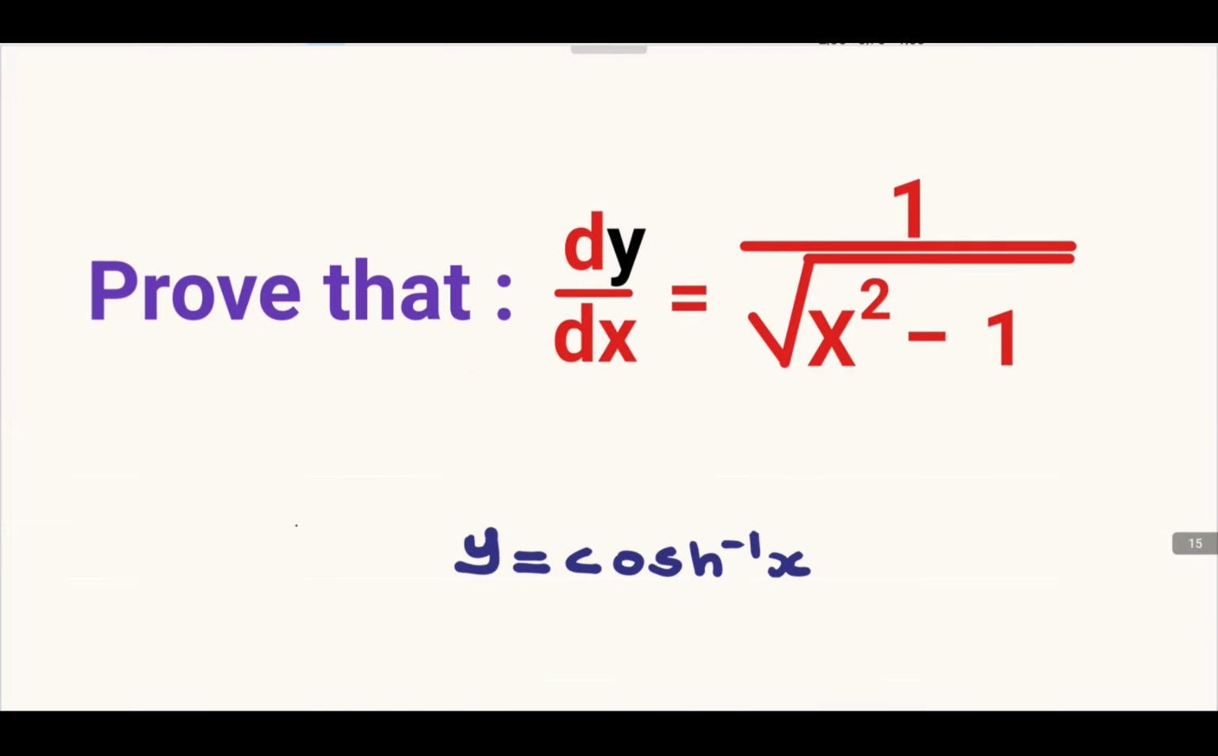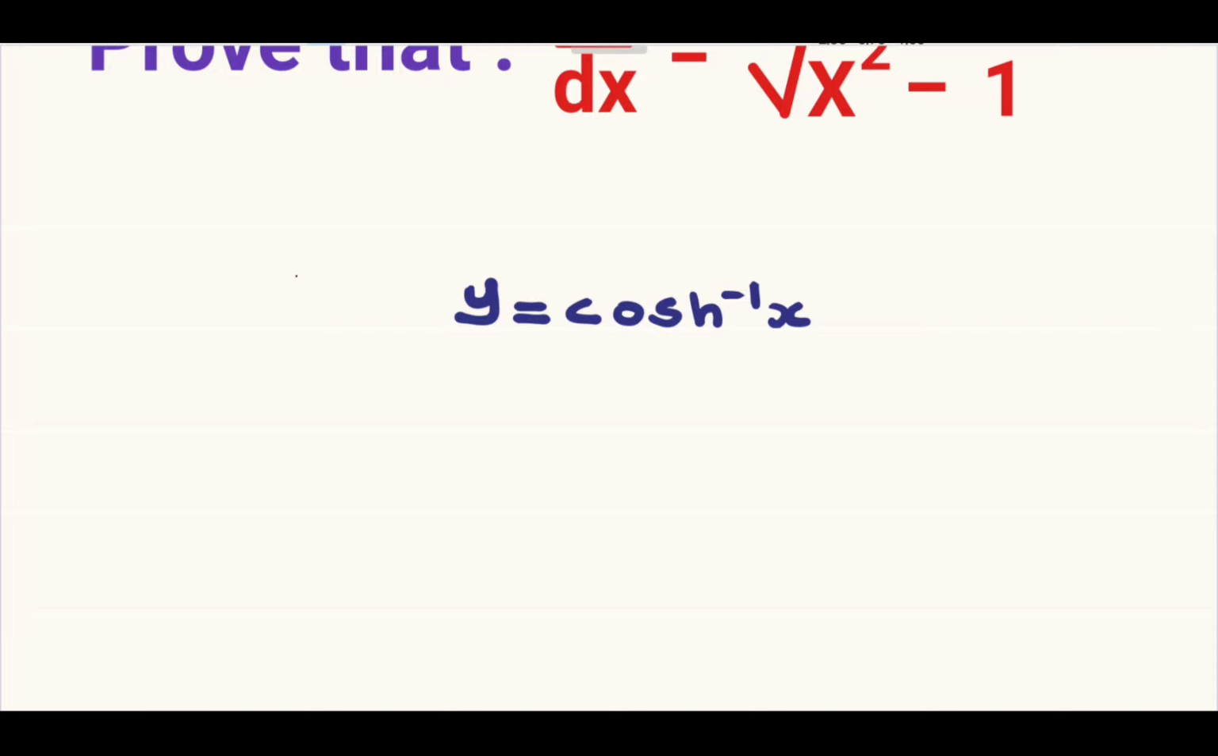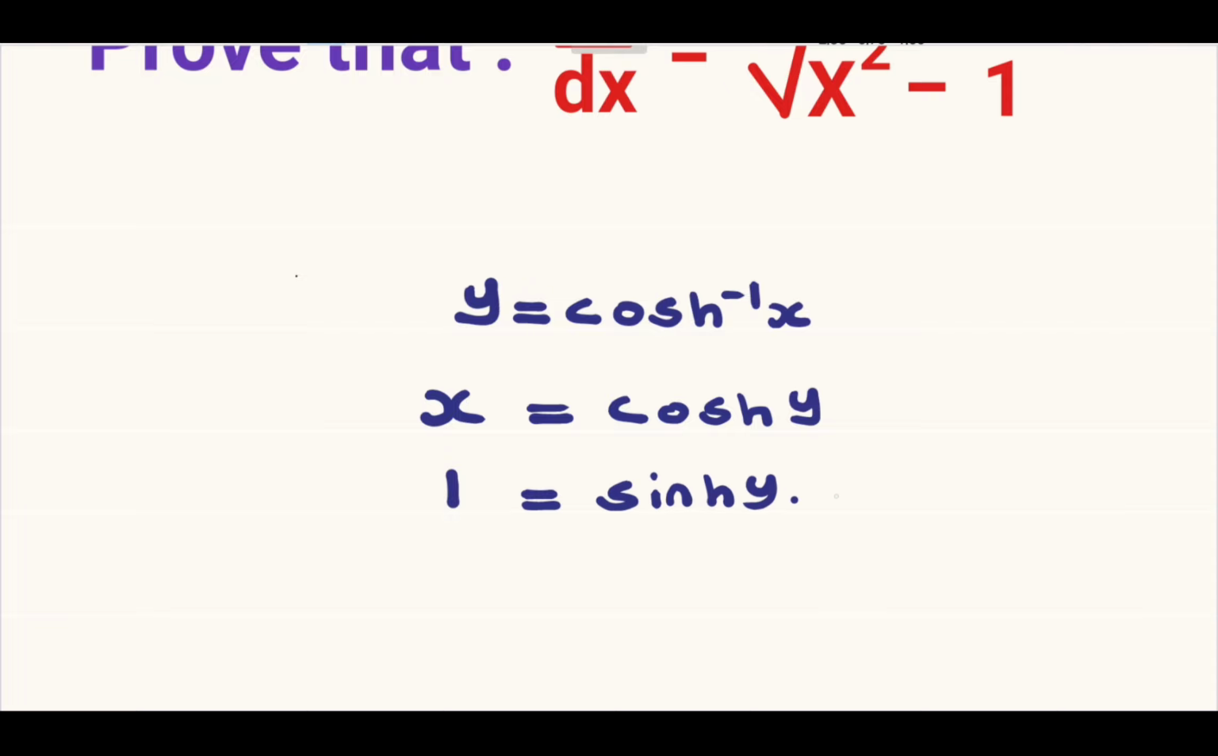The first step is for us to remove the inverse nature of this hyperbolic function by swapping the y and the x. So in the place of the y, we are going to have x, which will be equal to cosh of y in the place of the x, and the derivative of the x is equal to 1, which will be equal to the derivative of cosh y, which is equal to sinh of y multiplied by the derivative of y with respect to x.